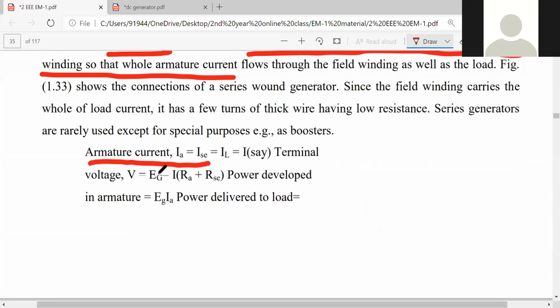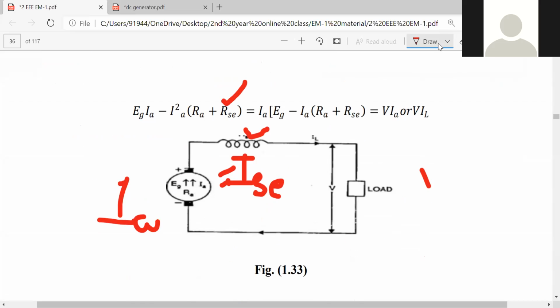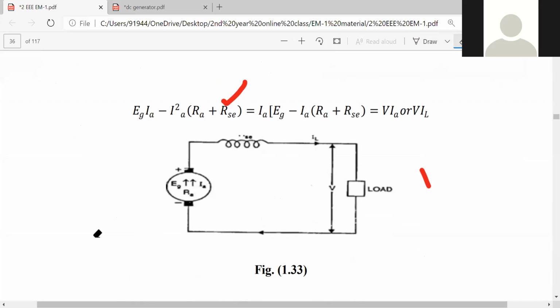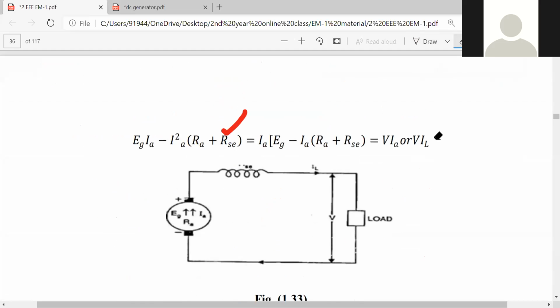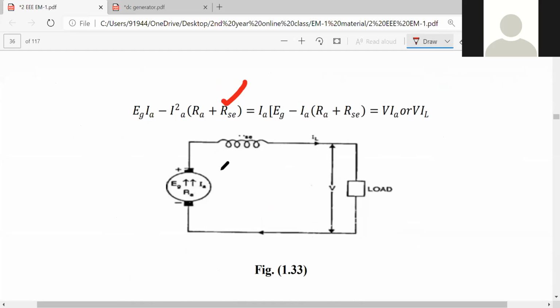All three are equal because this is a single loop, with no other paths. So the three currents, armature current, series current, and load current, are all the same.